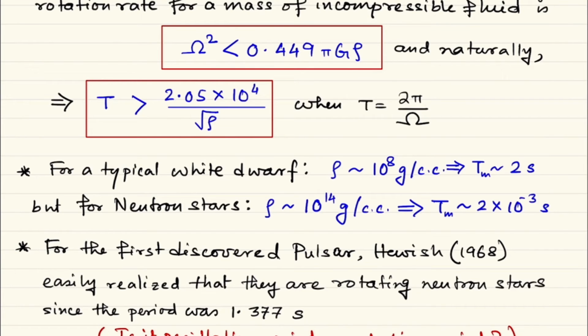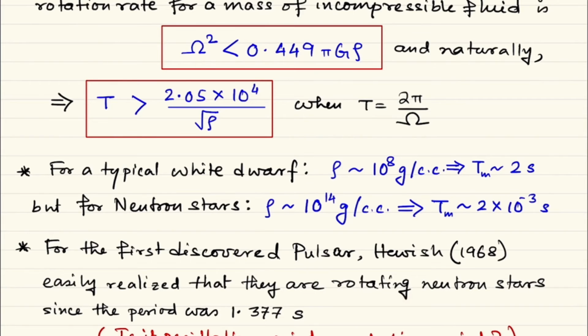Now in the year 1968, he for the first time discovered a pulsar, and he saw that the pulsars are pulsating stars. The period was 1.377 second, and he immediately understood that this is roughly less than this limit. So pulsars cannot be rotating white dwarfs, but they should be rotating neutron stars.